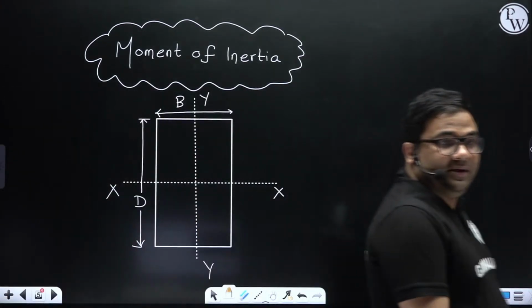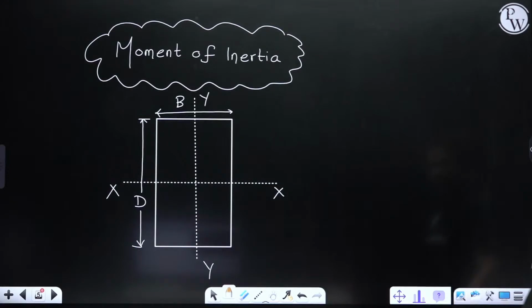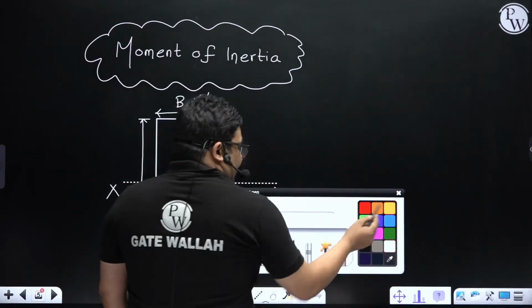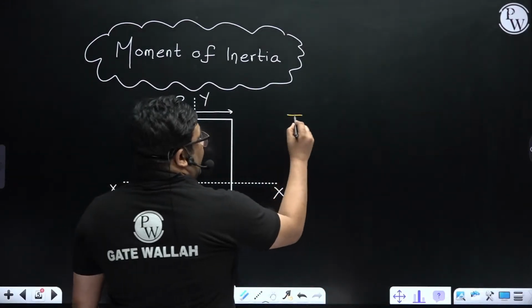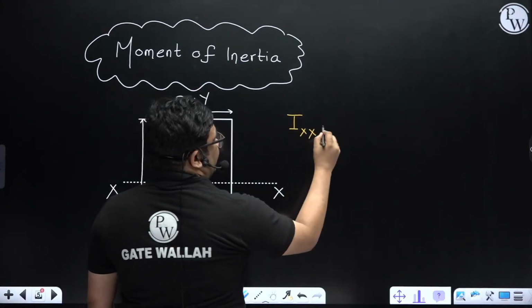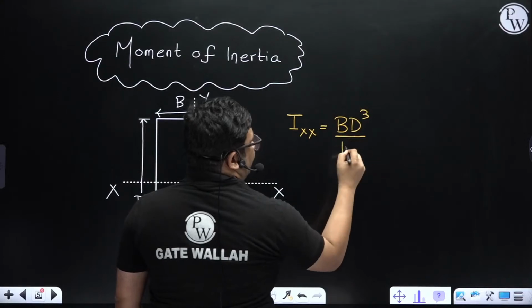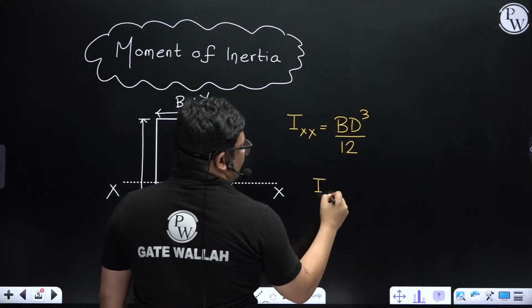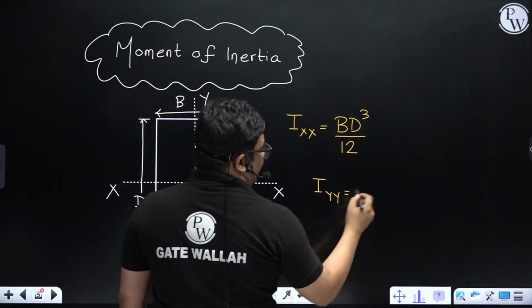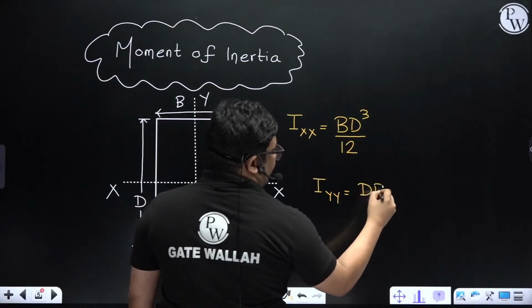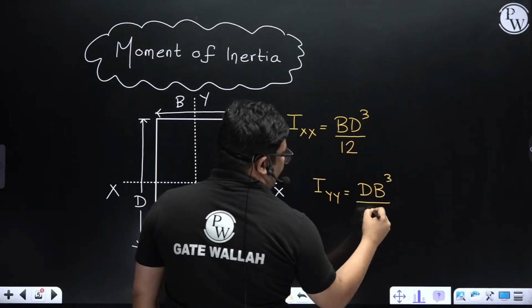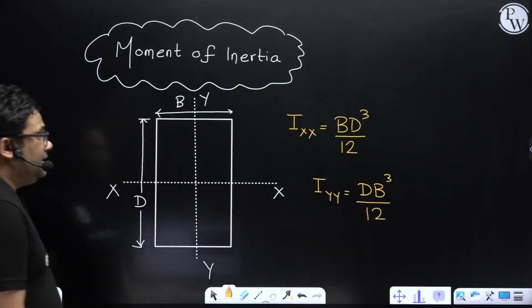If this is the width b and this is the depth d, then the moment of inertia about x-x is b d cube by 12, and the moment of inertia about y-y is d b cube by 12. This is for a rectangle.